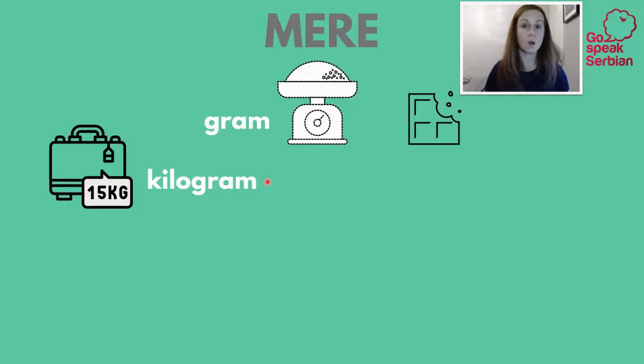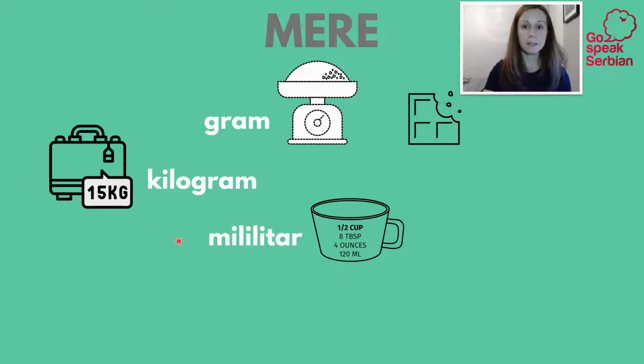Kilogram is 1 kilo. Kofer ima 15 kilograma. The suitcase has 15 kilos. Milliliter is a milliliter. So for example, we can say pola čaše ima 120 millilitera. Half a cup is 120 milliliters. Liter is 1 liter. Ova flaša ima 1 liter. This bottle has 1 liter.